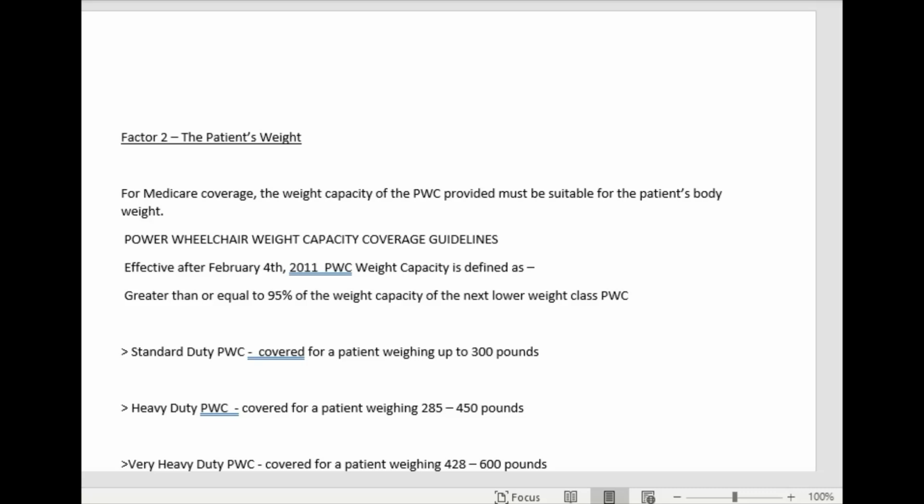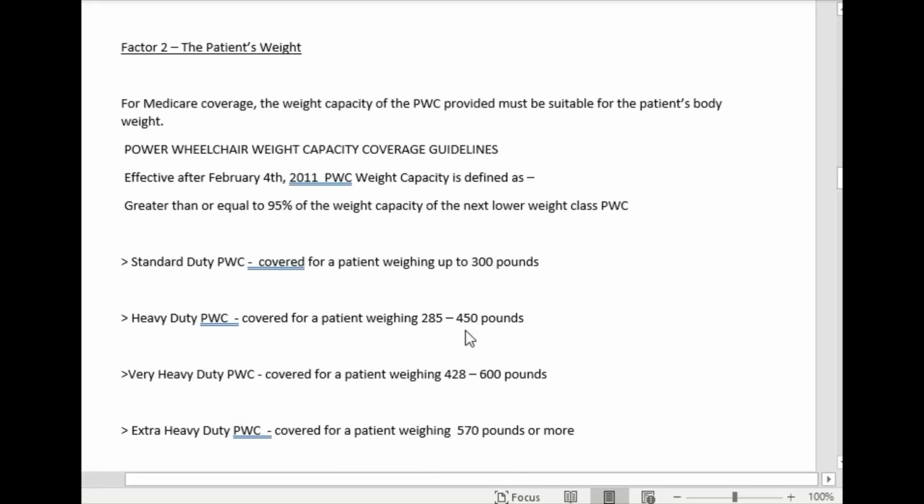Instead of putting them into that chair, because they may gain a few pounds and then outweigh the chair, Medicare says a patient above 285, put them into the next group called the heavy duty power wheelchair, which is going to be covered for a patient weighing 285 pounds to 450 pounds. Because once we're within the 5% range of the wheelchair capacity, we want to put them into the next weight class.